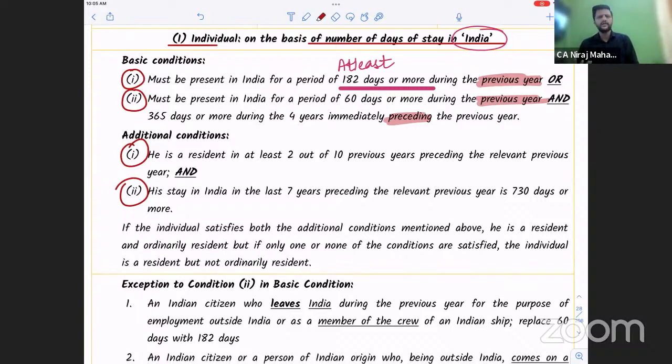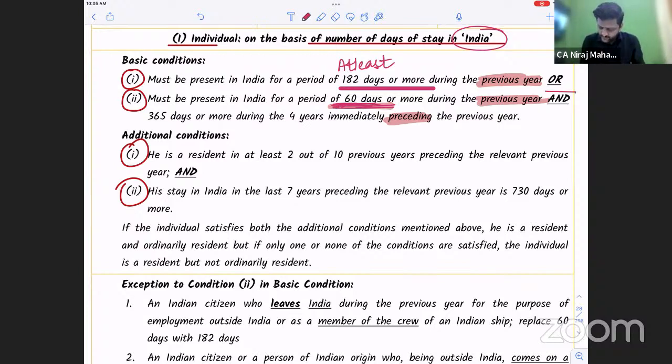Be very careful. Basic condition number 2: you must be in India for at least 60 days. Now, if a person stays in India for 180 days, that means basic condition number 1 is not satisfied. That's why you have to look at basic condition number 2. What does it say? At least 60 days in India, or more, during the previous year.